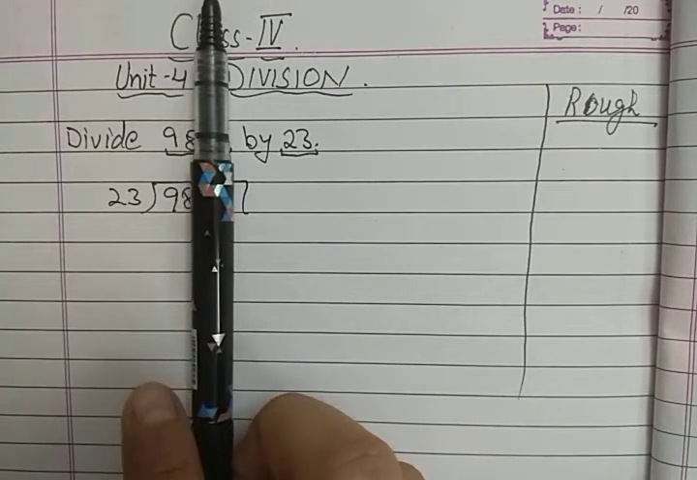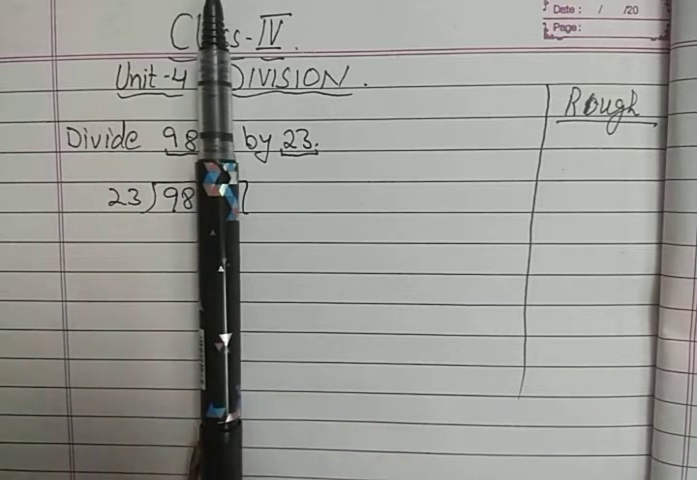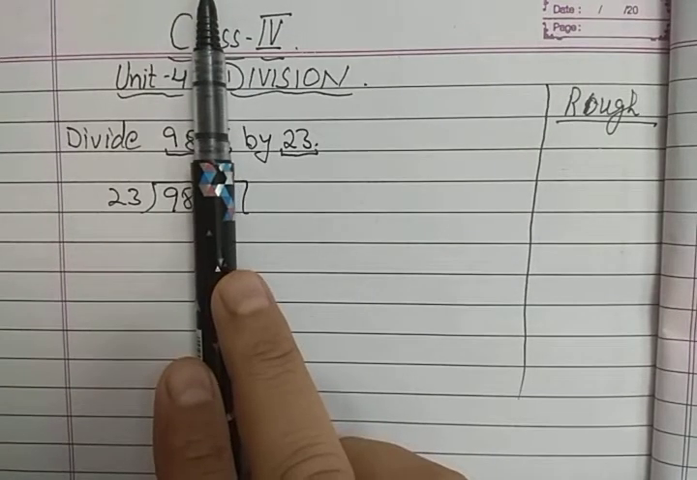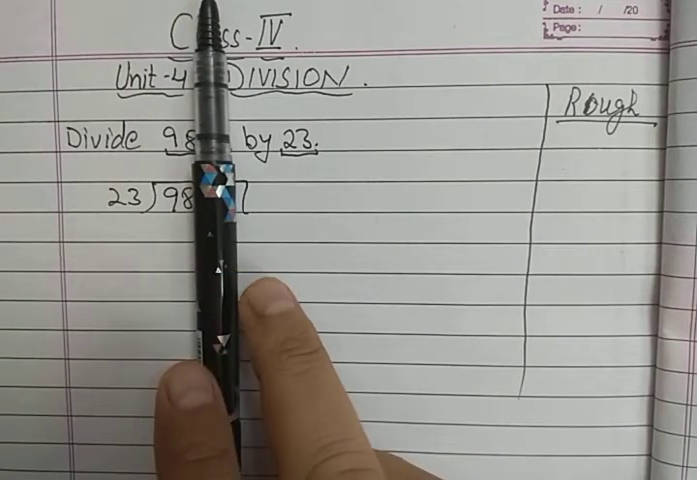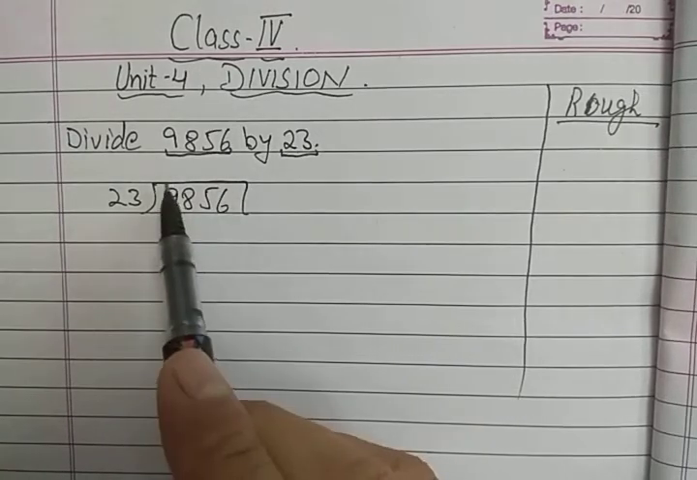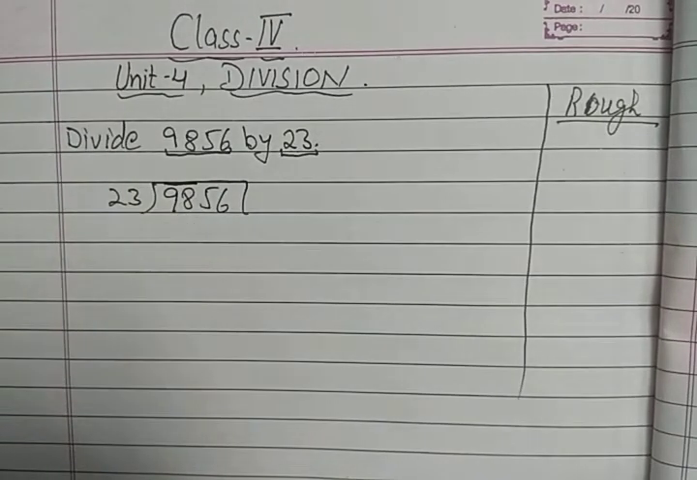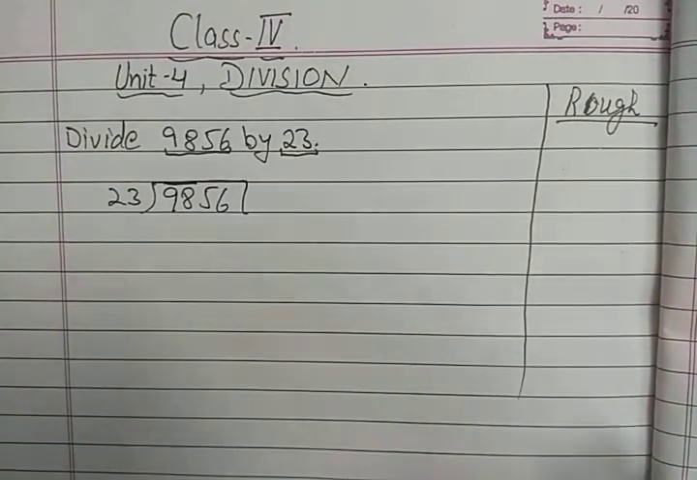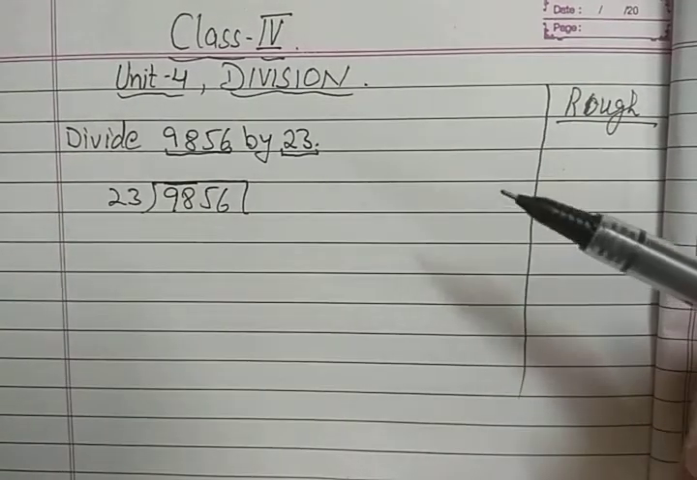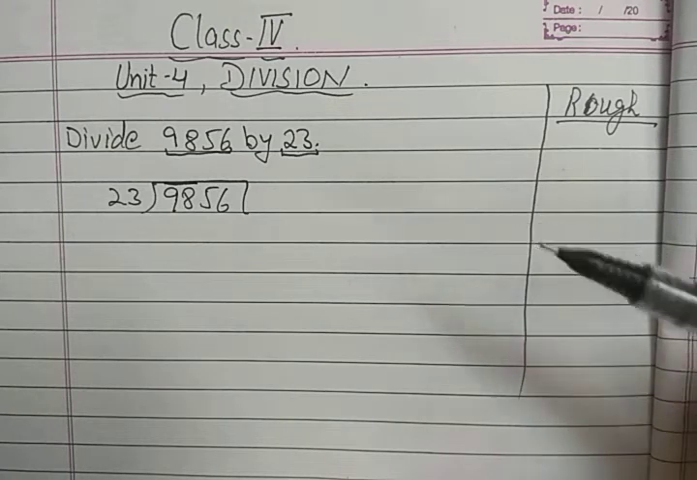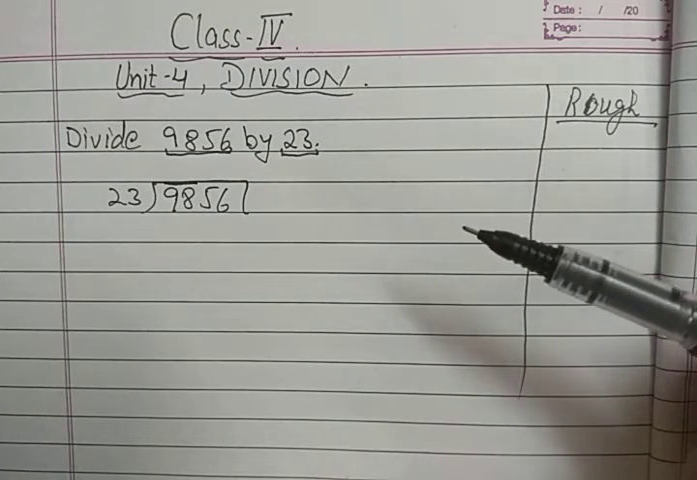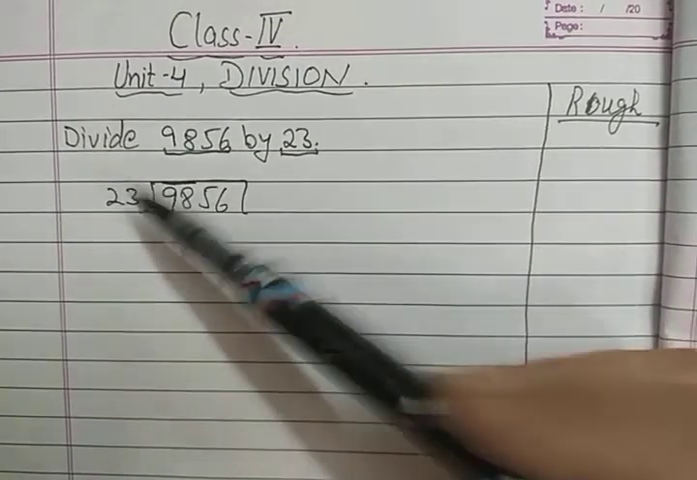As I have already told you, a single-digit number is always smaller than a 2-digit number, so we have to take at least 2 digits in the first step. So now it is 98. Now we have to recite the table of 23 till 98. So 23 ones are 23. Everyone knows that whenever we multiply any number by 1, we get the number itself.